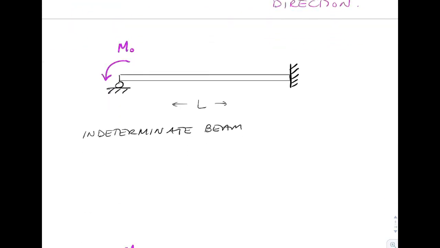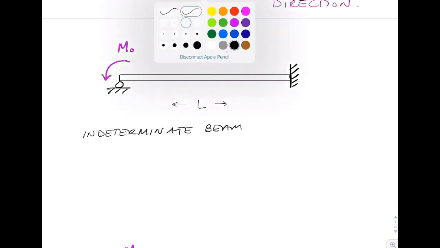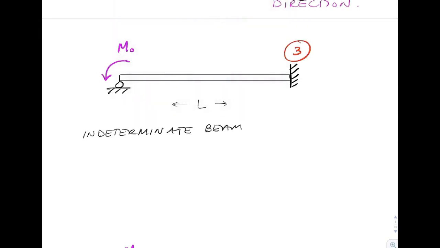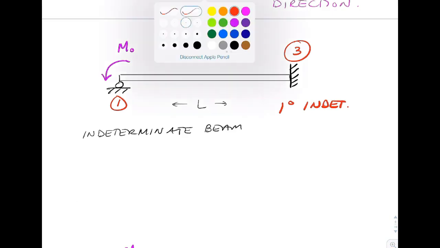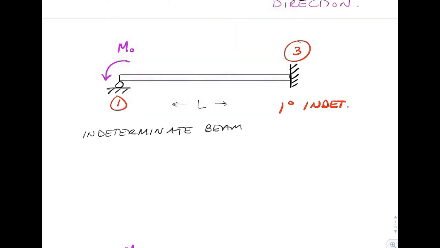Let's take a look at another similar beam. We've got the wall support, we've got a roller, and we have an applied moment. This is indeterminate, one degree indeterminate. So we're going to need to use the kinematic equation to help us solve this.